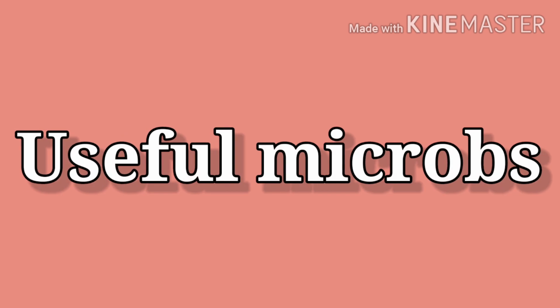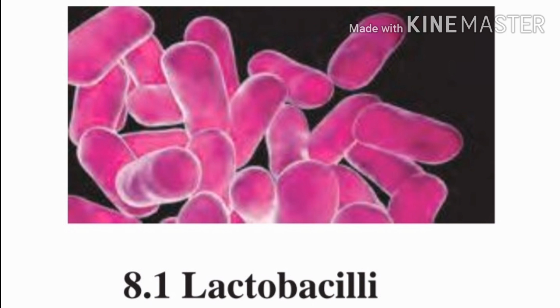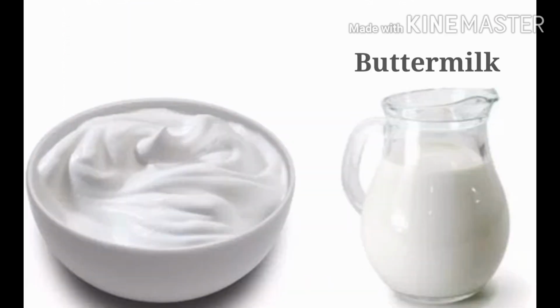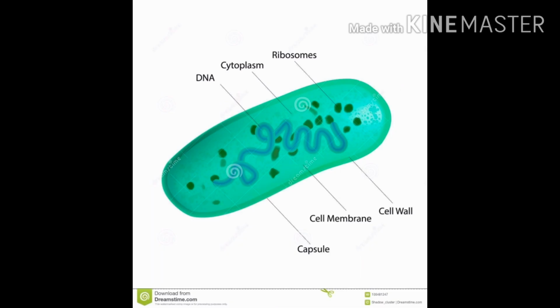So first we are going to learn lactobacilli. These microorganisms are present in curd or buttermilk. If we mount a slide of curd or buttermilk under the microscope, we can observe these rod-shaped microorganisms. These microorganisms are anaerobic because they produce energy without using oxygen.